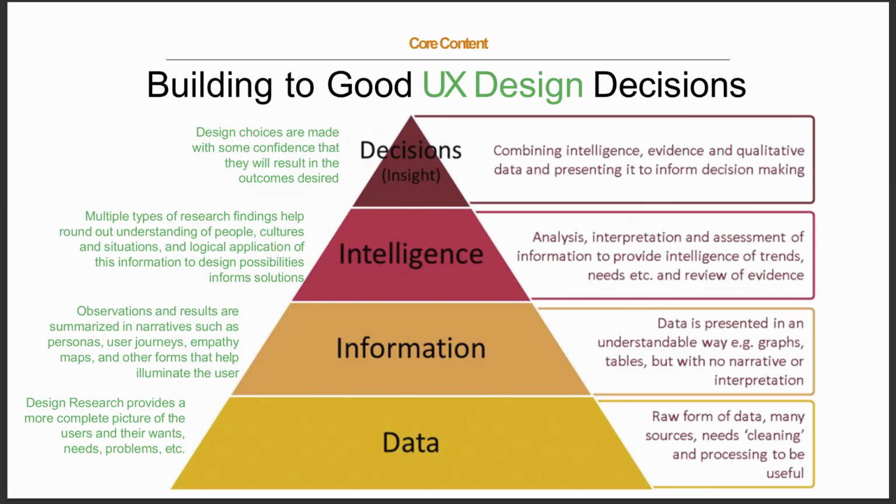Then we turn that data into something that we can understand. Maybe we summarize those findings into personas, user journeys, empathy maps, and other artifacts so we can help by first understanding that user. Then, multiple types of research findings can help us understand the people, culture, and situations a little bit better and start informing some possible solutions. Then our design choices are made because we are confident that we took all of that data, information, and intelligence into consideration when we were making those designs.